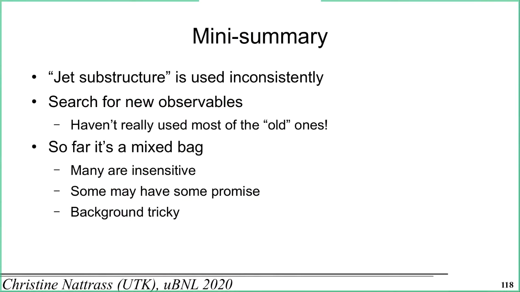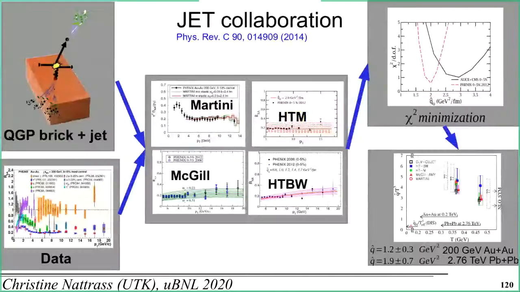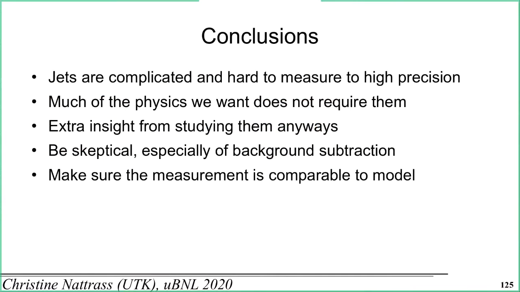Okay, good. So if you remember nothing else, jet substructure is used wildly inconsistently in talks, and you have to either badger the speaker or follow closely to try to figure out what they mean by it. We have been doing this search for new observables. I might critique people because we haven't really used the ones we've already measured to their full extent, meaning we haven't done good comparisons between data and theory. I think we probably need fewer variables and not more, but to measure ones which are sensitive and which we can measure well. I think it's a mixed bag on these new observables. And Jetscape is cool.